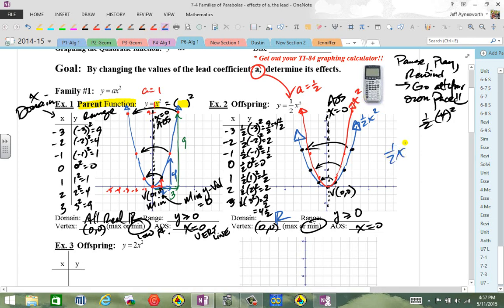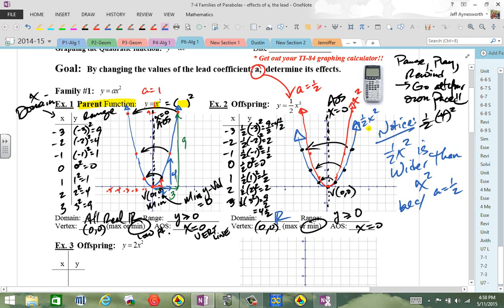So 1/2 x squared is wider than the parent function x squared because 1/2 is a fraction, a equals 1/2. Okay, because a equals 1/2, it is less than 1. I don't know how else to say it. Obviously, 1/2 is less than 1. So we'd expect that if we see a fraction in the lead coefficient, it gets wider versus more narrow. All right, keyword wider. Okay, so notice that, guys. Hopefully it's pretty obvious. The blue one is wider than the red one.